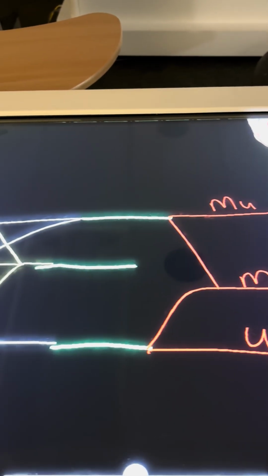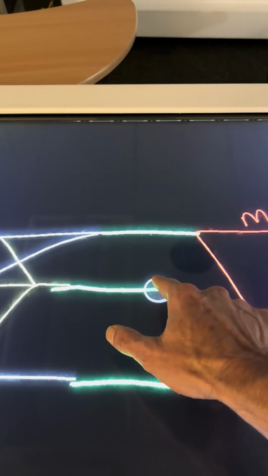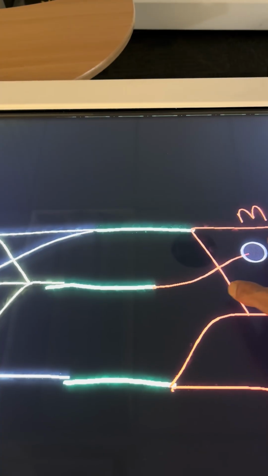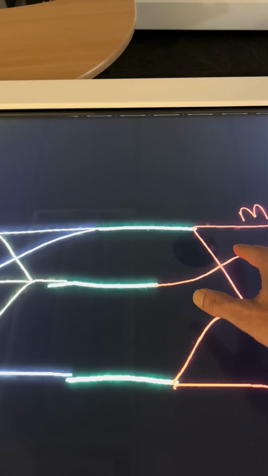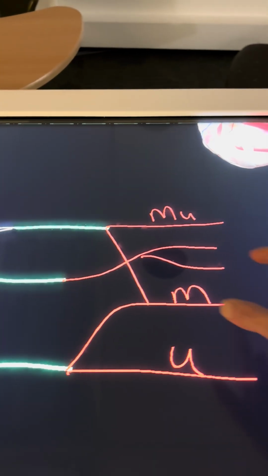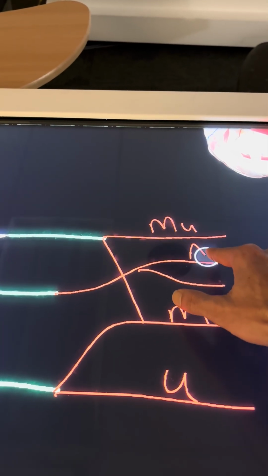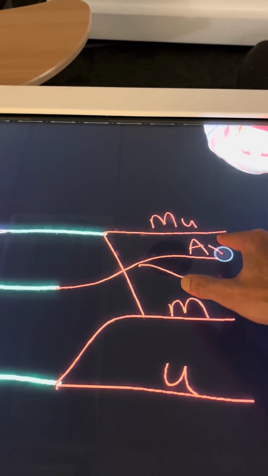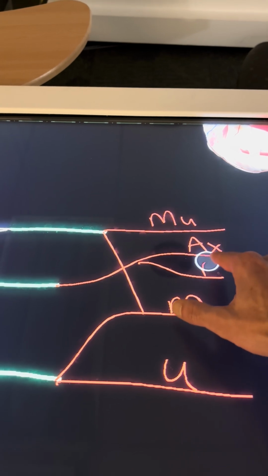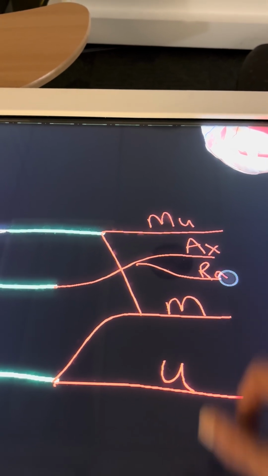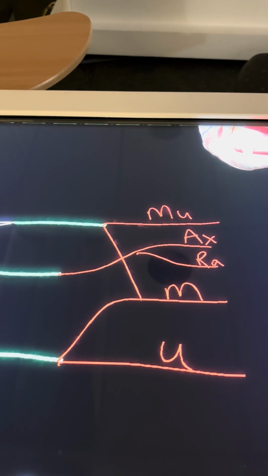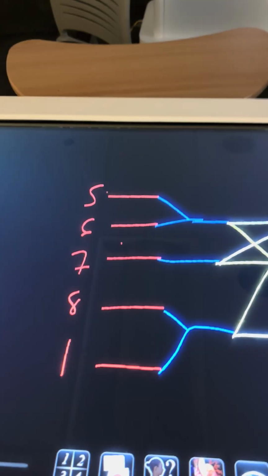Now, keep in mind our posterior chord is going to continue, and then it's going to go continuing posterior to your humerus, and it's going to split, giving us here our axillary nerve through the quadrangular space, and then our radial nerve as it travels through the triangular interval in the back of the arm. Now, let's complete the picture.